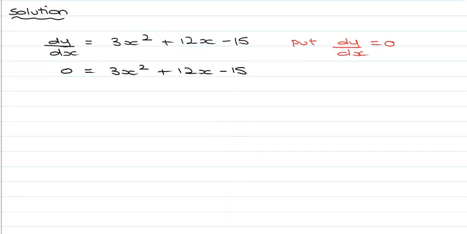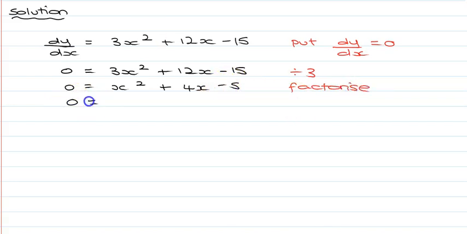I'm going to factorize. Before I factorize, I can see they all divide nicely by 3, so I'm going to divide through by 3 first to make the numbers smaller. That leaves me with x squared plus 4x minus 5. Then I'm going to factorize. So factorizing, I'm looking for the two numbers that multiply together to make negative 5 and that add together to make 4: x minus 1 and x plus 5.